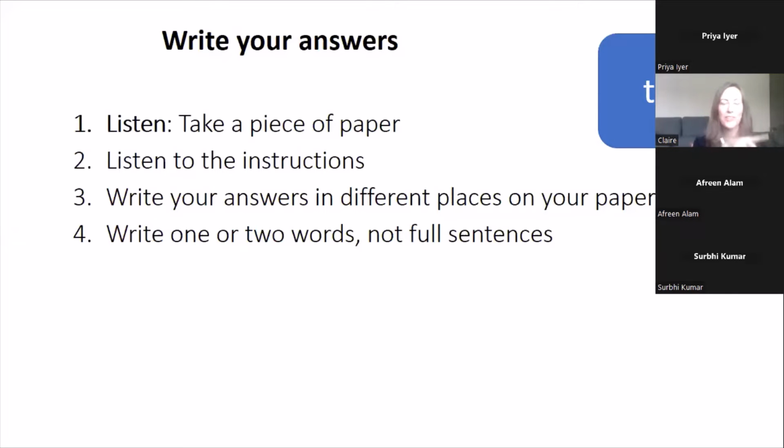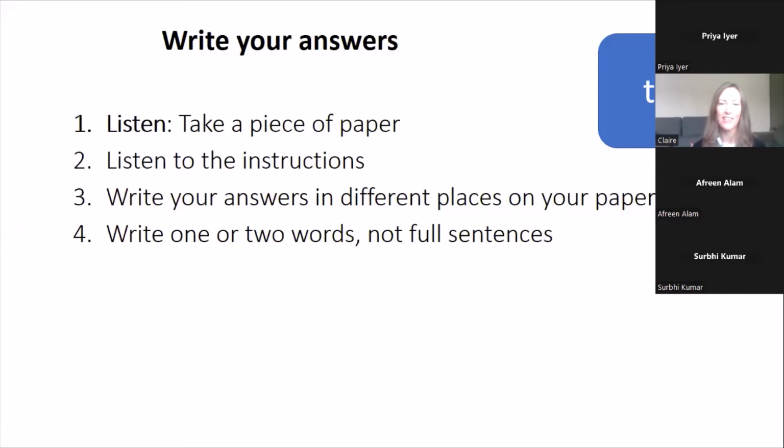Now, somewhere else on your paper, write an activity that you think is really interesting. And the next one, in another place on your piece of paper, write an activity you think is really dull. So we've done the first part of the activity.